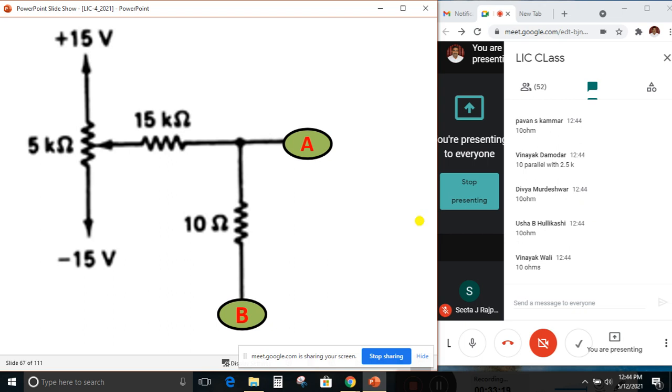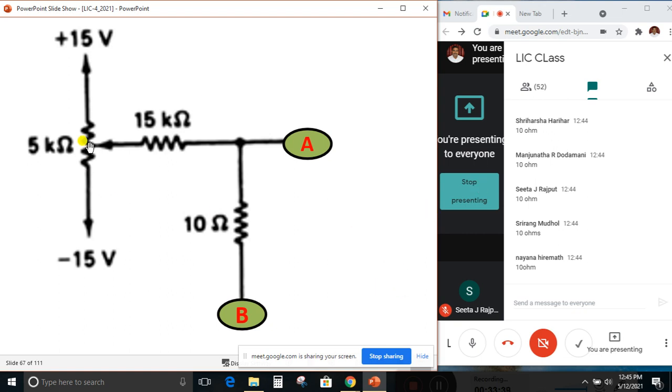Yeah, 10 ohms. Now most of the students are telling, yeah sir, it is 10 ohm. Very good. After a long time, my students are telling the answer. I am so happy. So our happiness depends on our students.